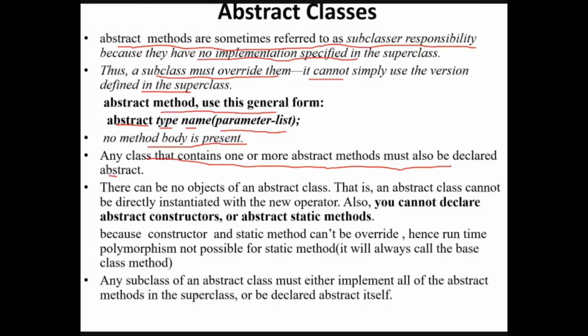Any subclass of an abstract class must either implement all of the abstract methods in the superclass or be declared abstract itself. So if in the base class I have 3 abstract methods, but in the derived class I have overridden only 2, then you should make the derived class abstract as well, otherwise you will get a compile time error. Understood? Out of 3 I have overridden only 2, so the derived class is also abstract.